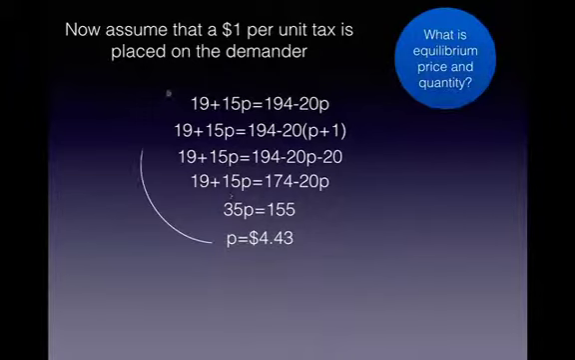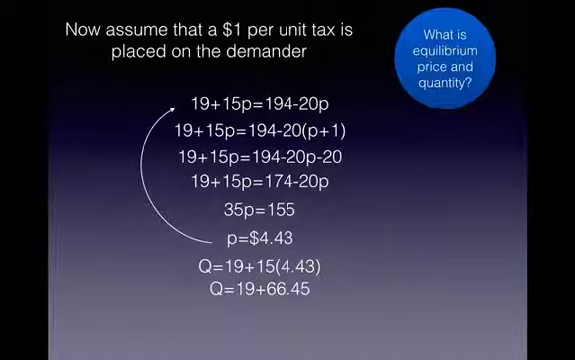We place that P back into the supply function, or we can place it back into the new demand function. All right, so we place the price of $4.43 back into the supply function. We multiply that through, so we get Q is equal to 19 plus 66.45, and we get a new Q is equal to 85.45. So make sure you remember that working through.